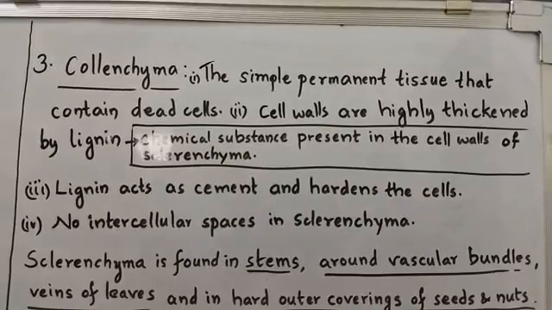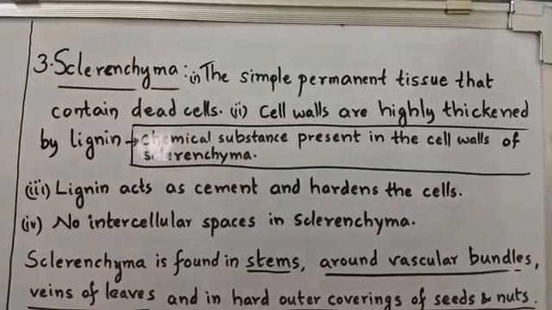Next, the third simple permanent tissue in the basic packing tissue is sclerenchyma. Sclerenchyma is the simple permanent tissue that contains dead cells. The cell walls of sclerenchyma cells are highly thickened by a special chemical substance called lignin. Lignin is present in the cell walls of sclerenchyma. Lignin acts as cement and it hardens the cells.